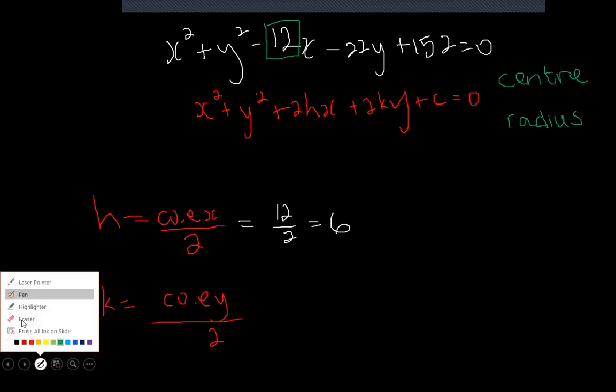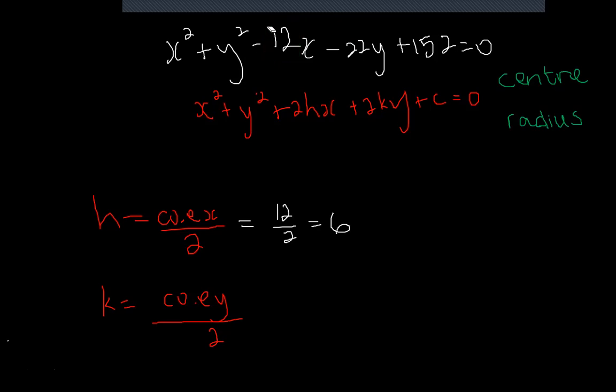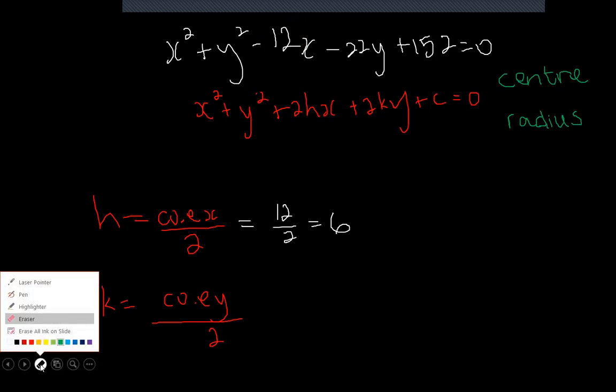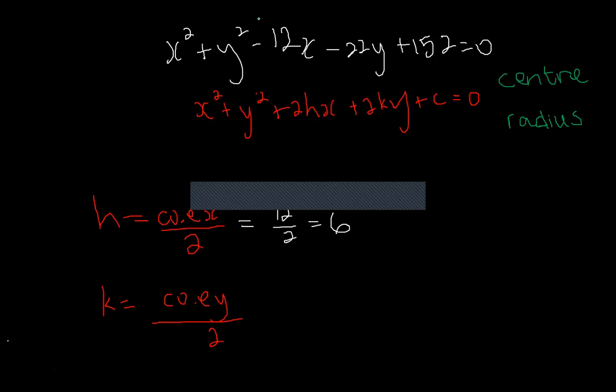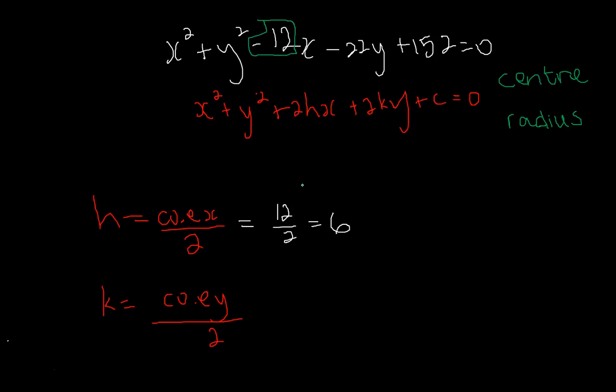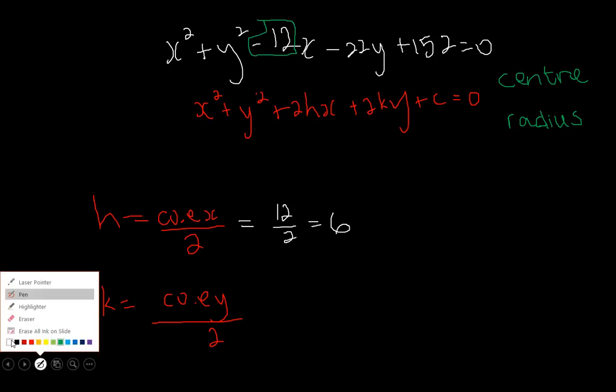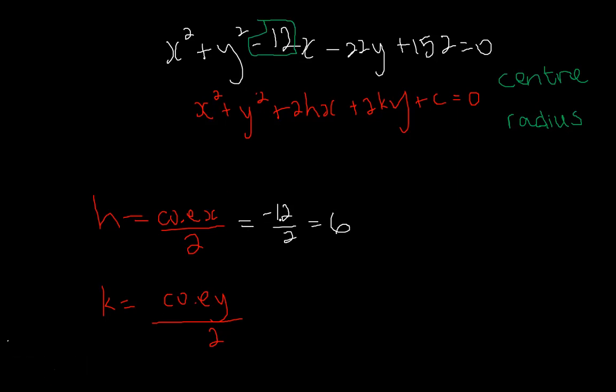Hold on, not 12. Here, that's a minus sign there. Don't make that mistake. It's minus 12. So it's minus 12 divided by 2, which is minus 6. h is minus 6, not 6.